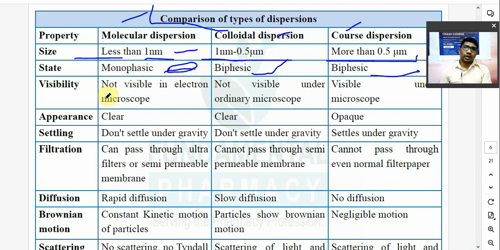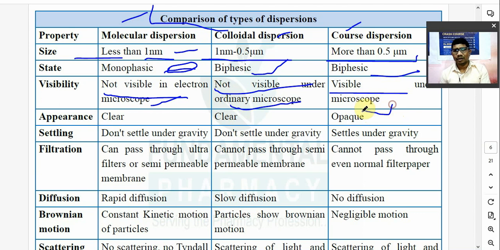Look at visibility. Molecular dispersion is not visible in the electron microscope. Particles cannot be observed under electron microscope. If it is a molecular dispersion, the particles will not be visible even inside an electron microscope. If it is a colloidal dispersion, the particles are not visible under an ordinary microscope, but they can be observed under an electron microscope. Coarse dispersion is visible under a normal microscope, you will see these particles, right.